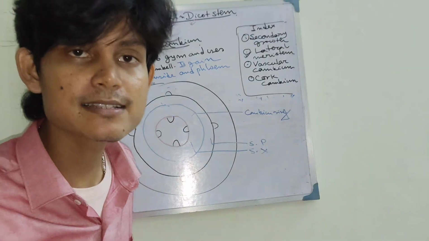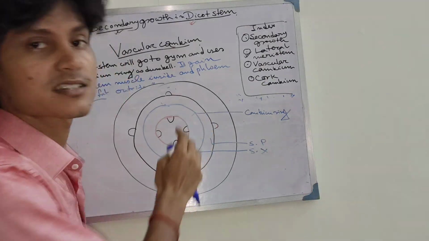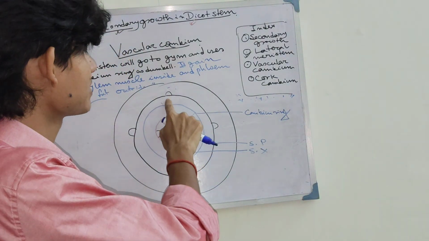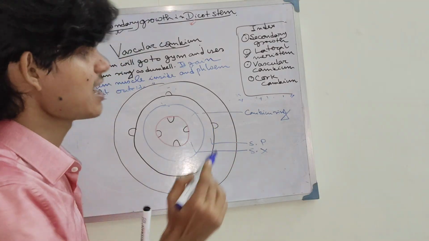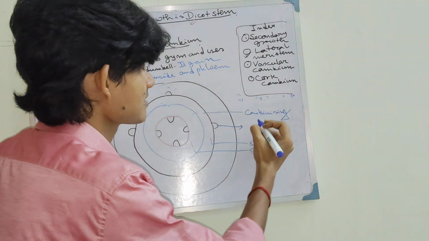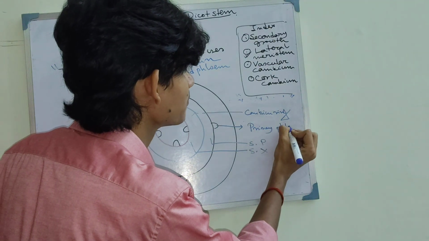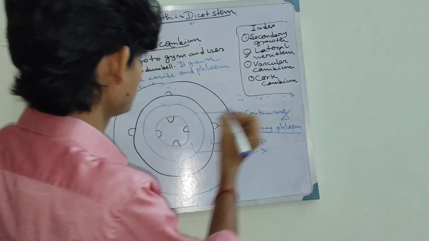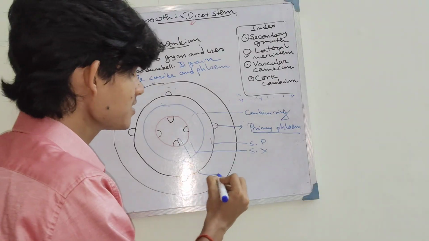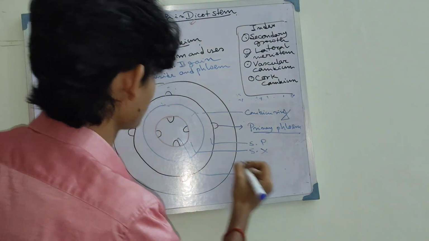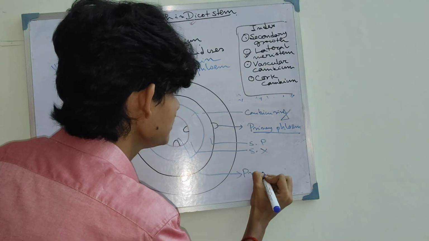So what happened to the primary xylem and primary phloem? The primary phloem will get crushed due to the continuous production of secondary phloem, and it remains as a remnant. And the primary xylem will remain at the center of the stem more or less intact.